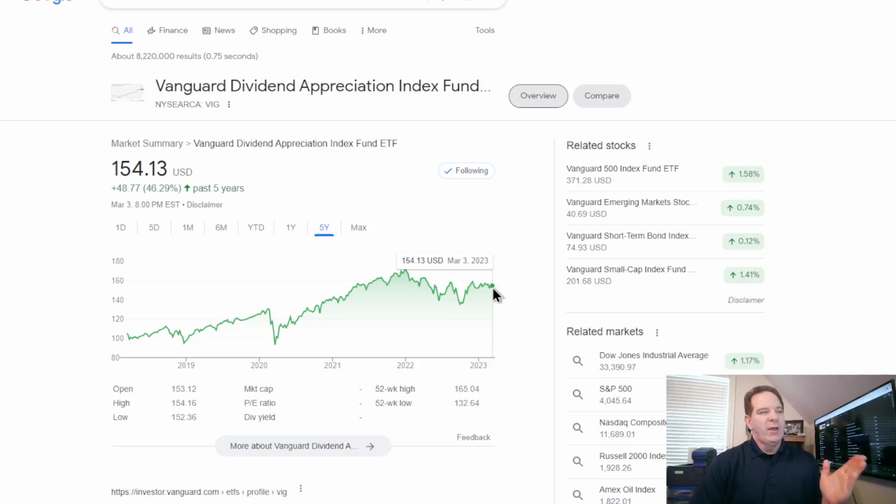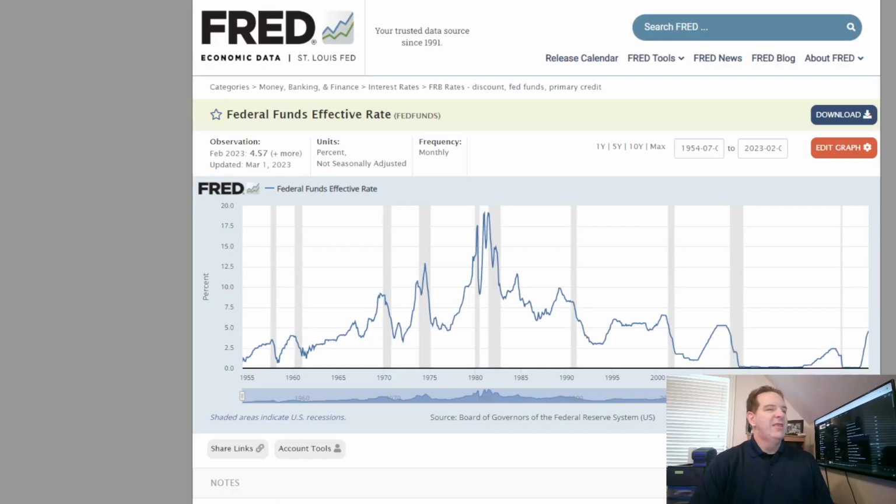But I think at some point in here, they're going to discover interest rates are going to go up higher than they are, and this will come back down to a more anticipated level, like in October. And then thirdly, we can look at the Fed interest rates.